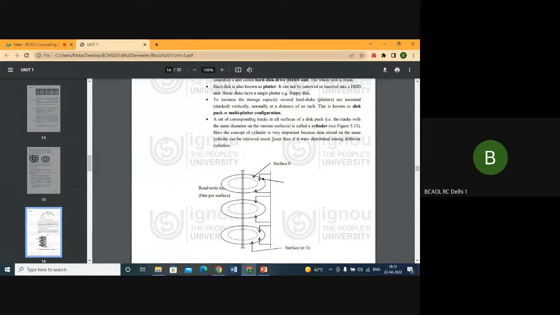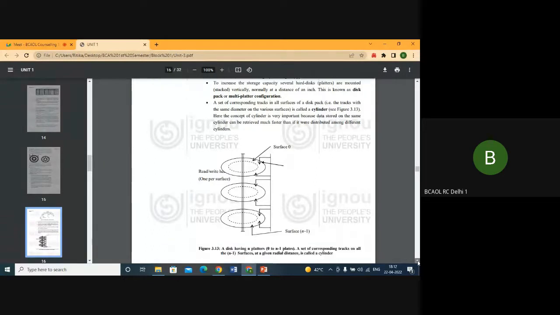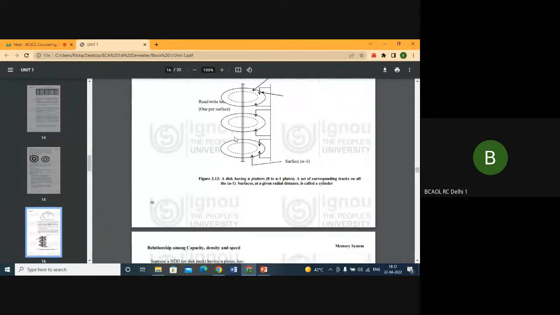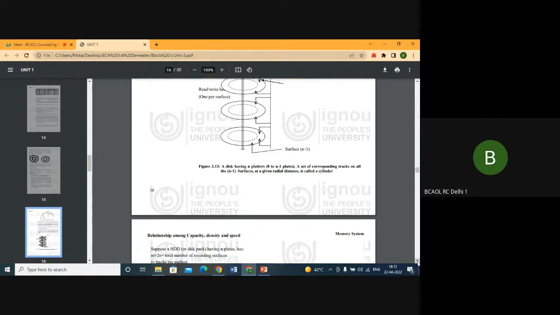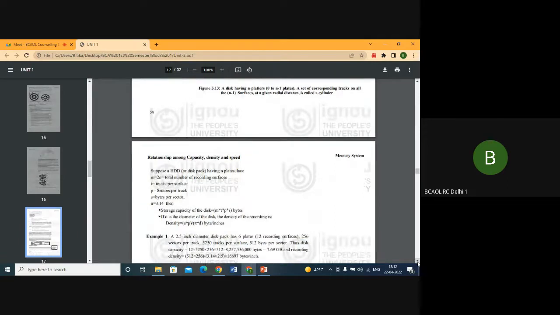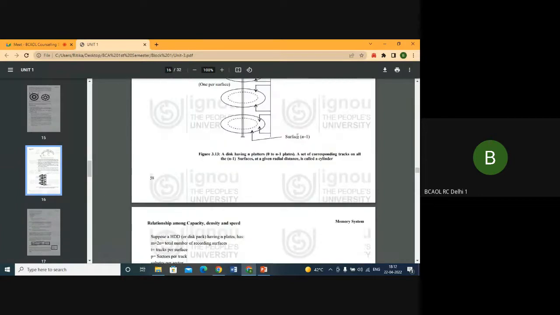Here the concept of cylinder is very important, because data stored in the same cylinder can be retrieved much faster than if it were distributed among different cylinders. And how many surfaces will be there on the disk? Do you know what surface means? The surface will generally be on one side, but the last disk will not be treated like that. And the surface is always n-1.